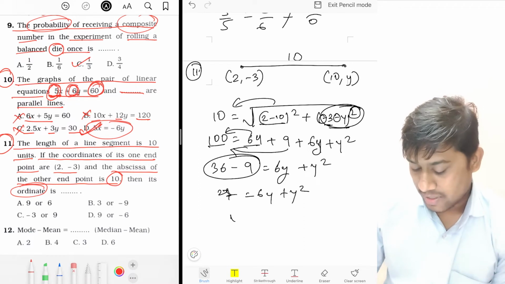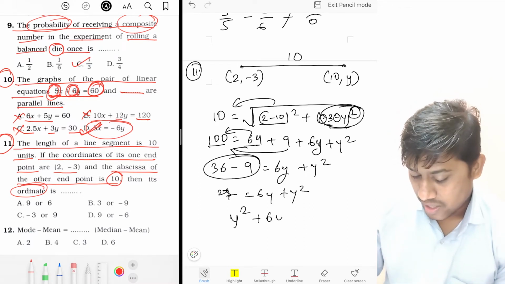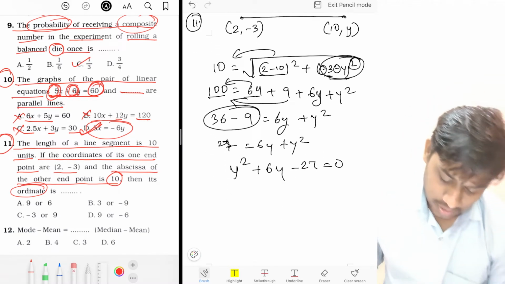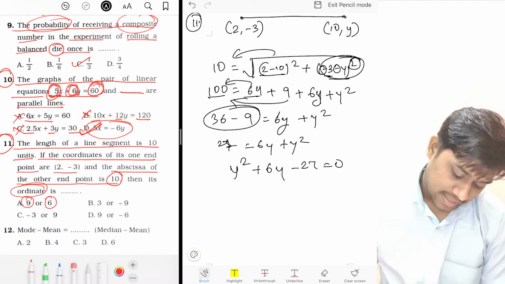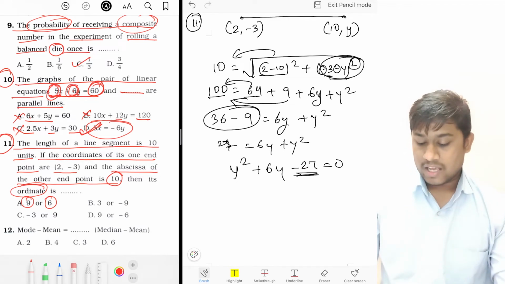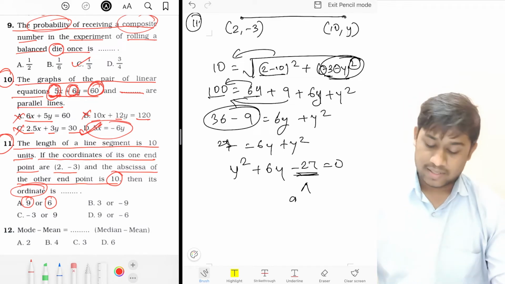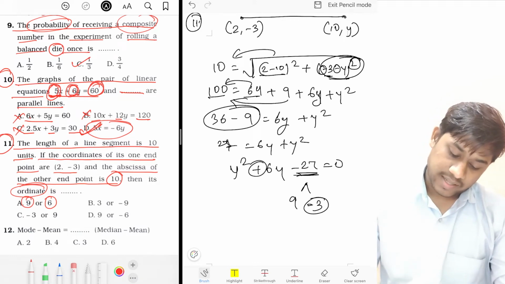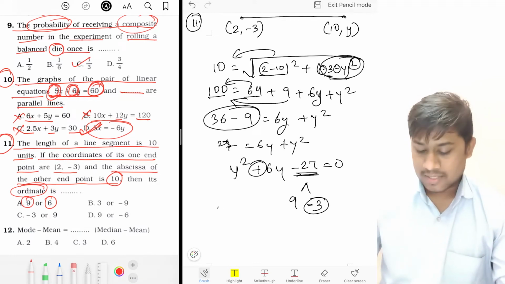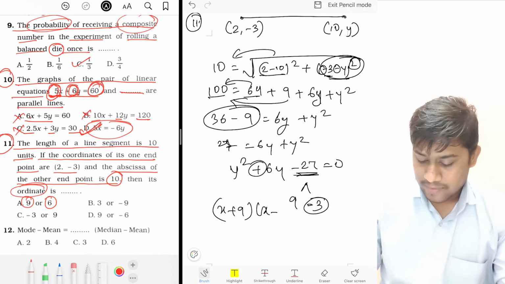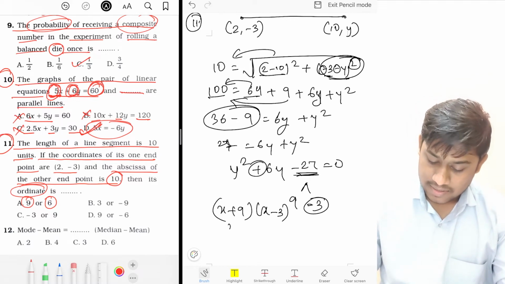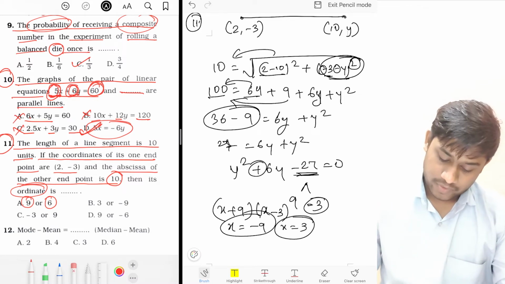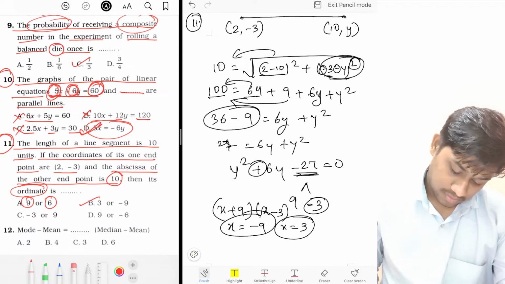Now this will go that side and become what? y square plus 6y minus 27 is equal to 0. So here you need to check, if you observe carefully, 27 is a product of 9 and 3. And if I take minus for 3, then only we can accept that this will become plus. So we have (y plus 9) and (y minus 3). So we have y equals minus 9, y equals 3. So these are the two options we have.